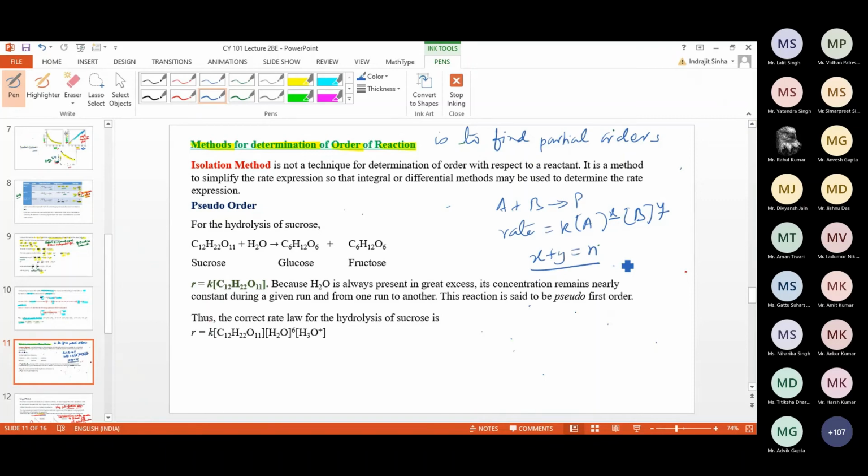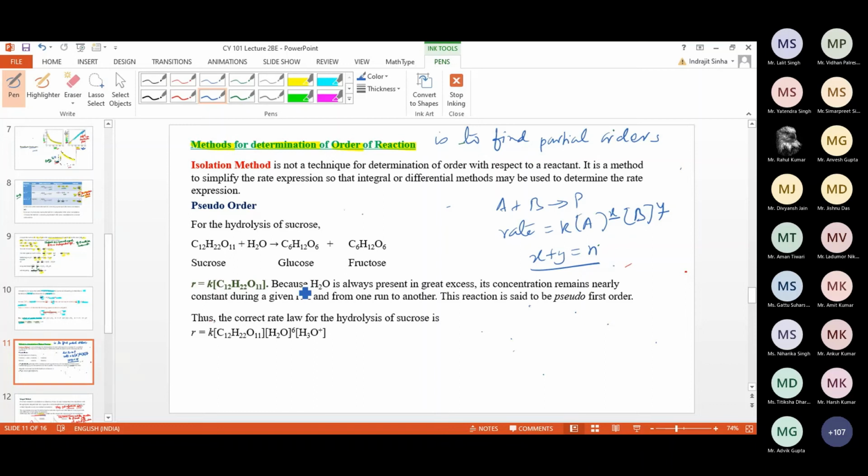So this is the objective of this particular section of studies. One particular approach for dealing with this kind of problem is the isolation method. The isolation method, first of all, we must understand, is not a technique for determination of order with respect to a reaction. It cannot directly tell you what is the order with respect to a reactant.